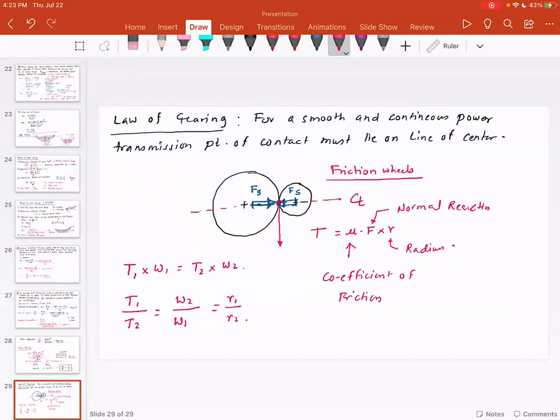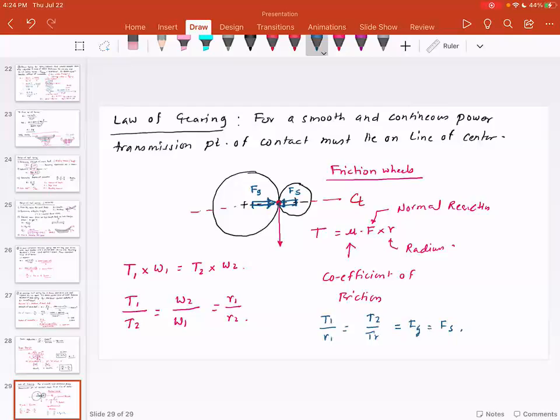Now, what does that mean? And I will repeat this once again next time when I start. But what it means is the normal reaction is going to be the same. In other words, T1 divided by R1 is equal to T2 divided by R2 is equal to Fg is equal to Fs. And this condition must be satisfied for smooth power transmission. If this condition is not satisfied, you will have wobbly gear transmission or gears making a lot of noise, or simply the transmission will not function or efficiency will drop down.